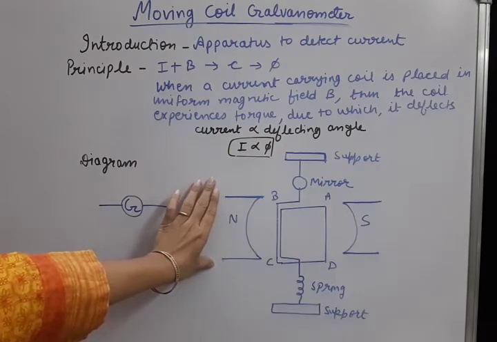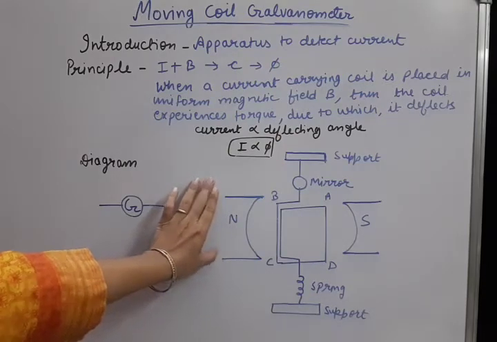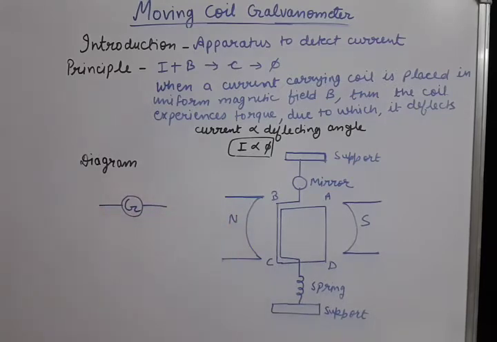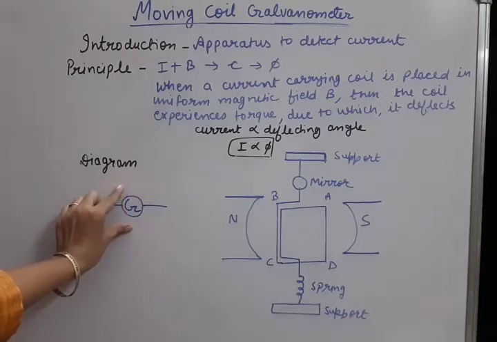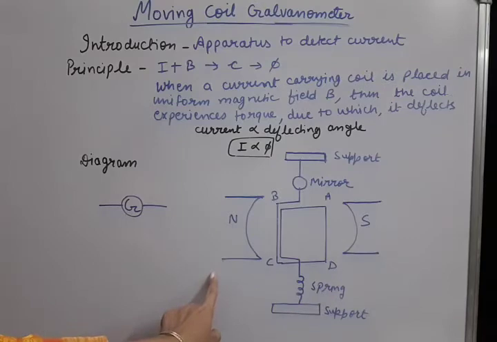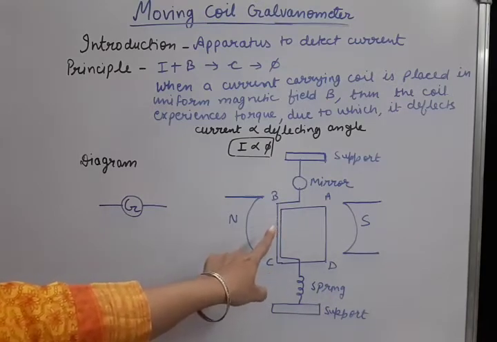So let us start the diagram. Our third heading will be the diagram. In the diagram, that means the internal circuitry of the galvanometer, see this is the galvanometer drawn in short, that means it is the circuit symbol. Actually inside this galvanometer, this whole circuitry is there. It's not difficult to remember.